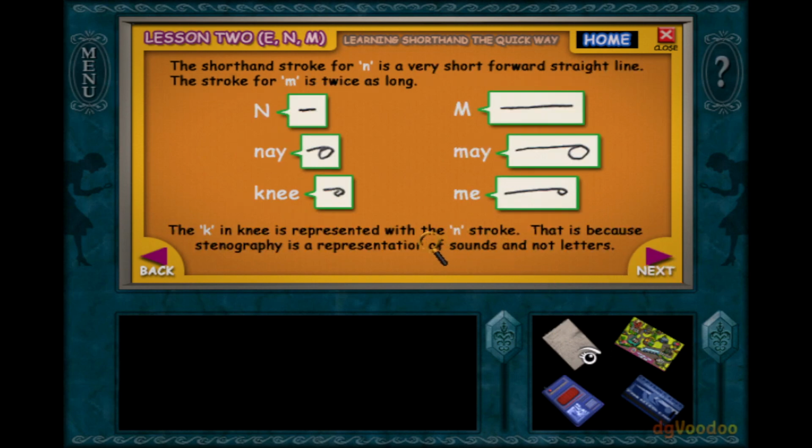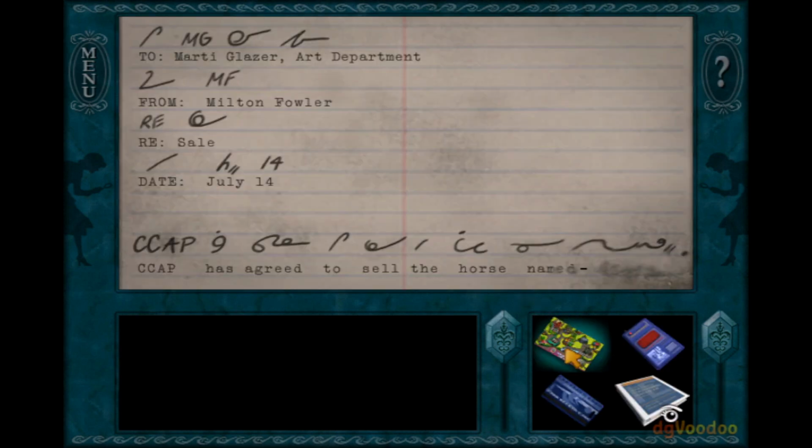The shorthand stroke for N is a very short forward straight line. The stroke for M is twice as long. So nay is like this and may like that. Ni, me. The K in ni is represented with the N stroke. That is because stenography is a representation of sounds and not letters. Okay.